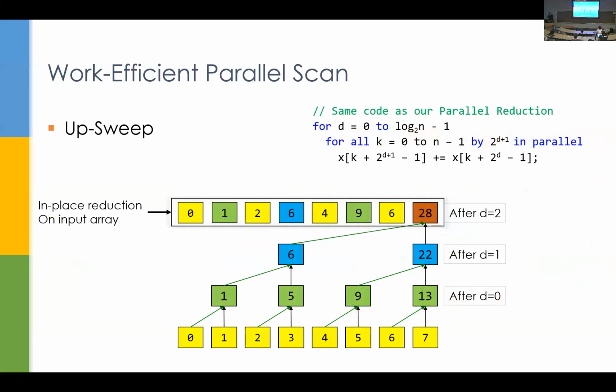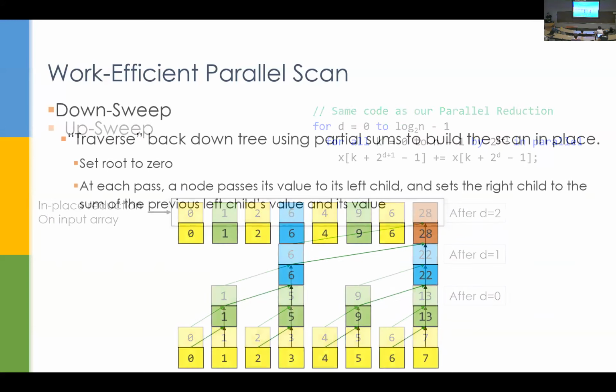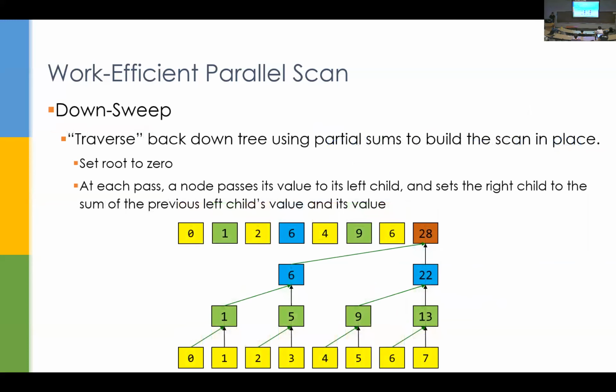So now upsweep, we essentially get this hypothetical. After the upsweep operation, this is our in-place reduction on the input array. So we are doing it in place. All right. So now we're going to move to downsweep.